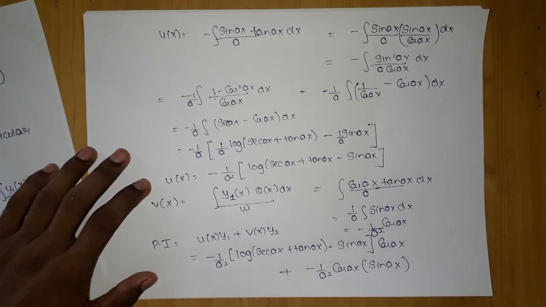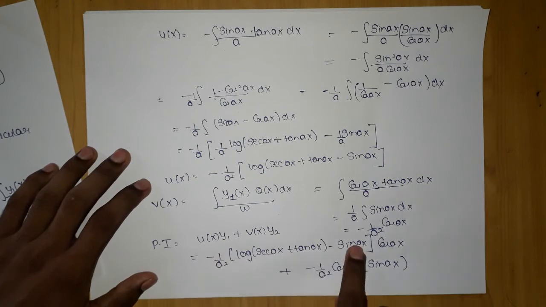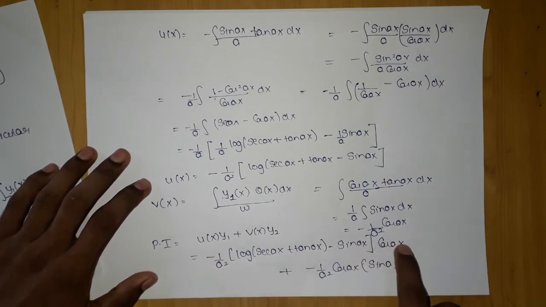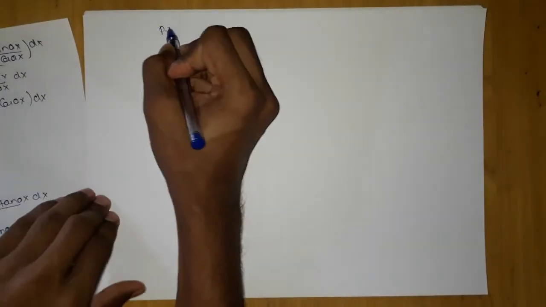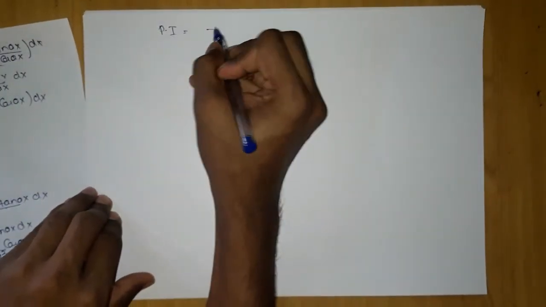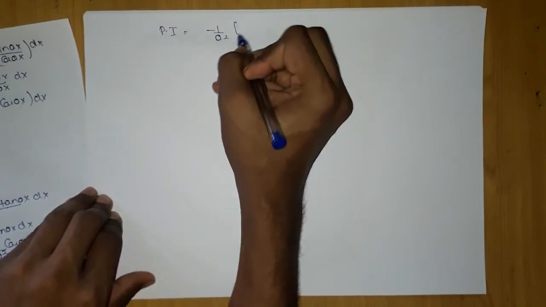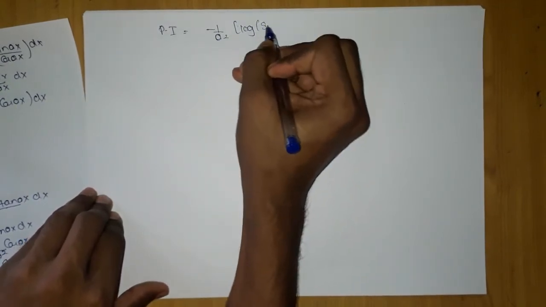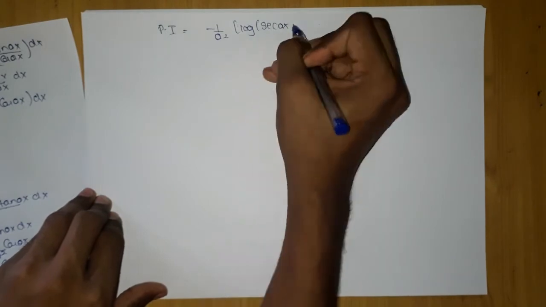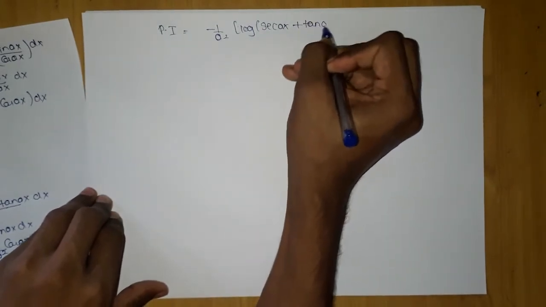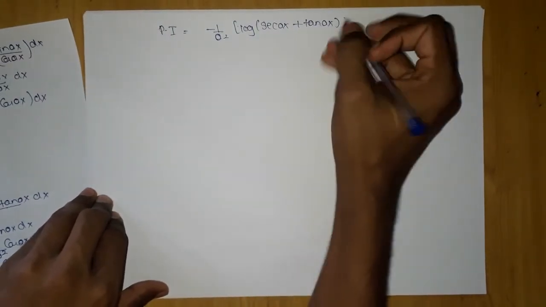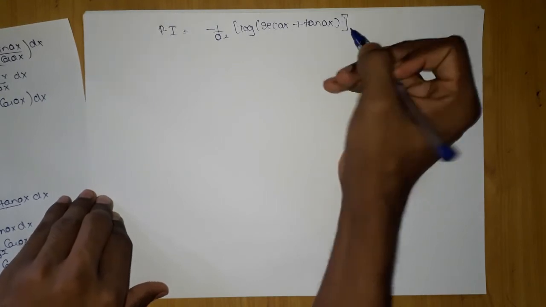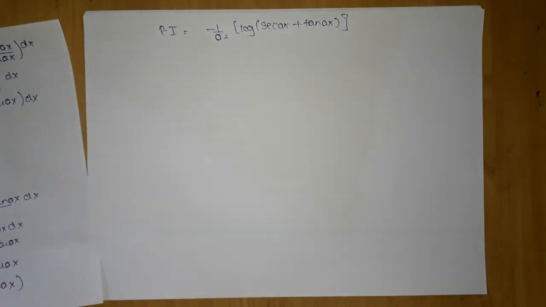So you can clearly make out that this will become positive, and since it is sin ax and cos ax, this and this will get cancelled out, and we are going to be left with the particular integral as nothing but minus 1 by a square bracket log bracket sec ax plus tan ax, right? So we are going to be left with this thing. This is our particular integral.